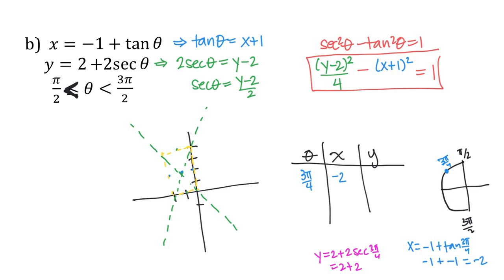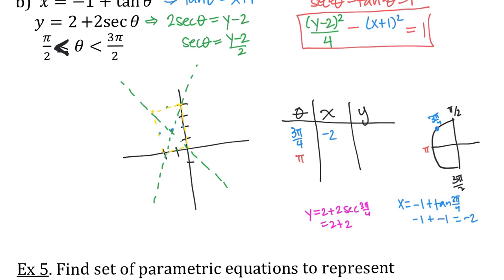Let's try to plug in pi and see if we have easier work of it, because I'm just trying to figure out the direction. Now if I plug pi into the x equation, x equals negative 1 plus the tangent of pi. What is the tangent of pi? This point is negative 1, 0. y divided by x is 0 divided by negative 1. So negative 1 plus 0 is negative 1. Let me try the y and see if I get better luck this time. 2 plus 2 secant pi.